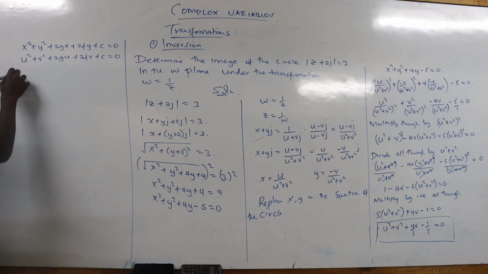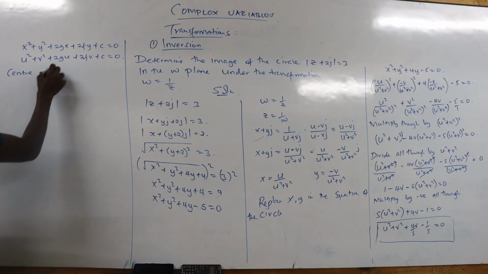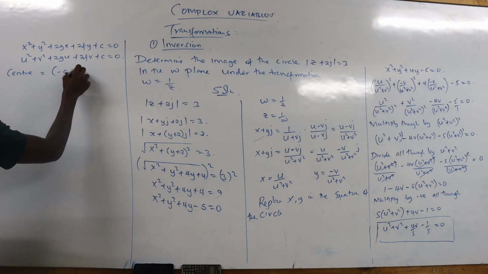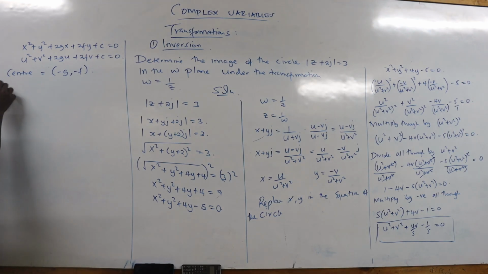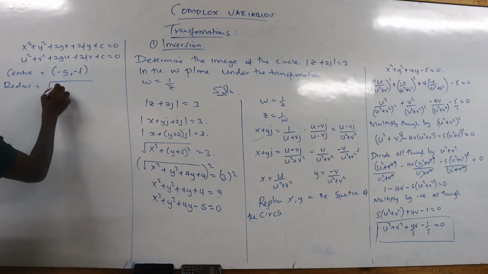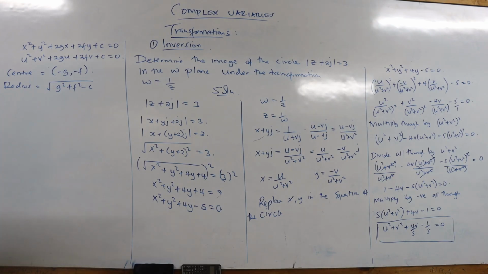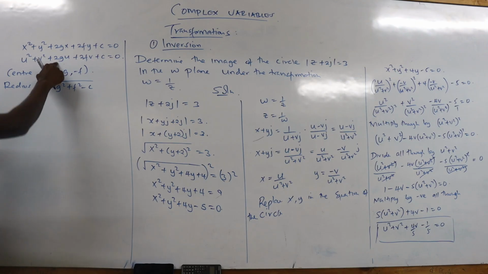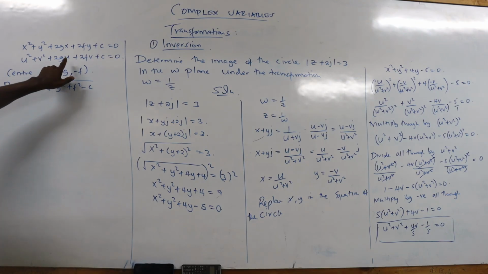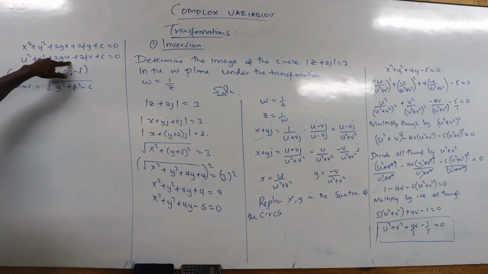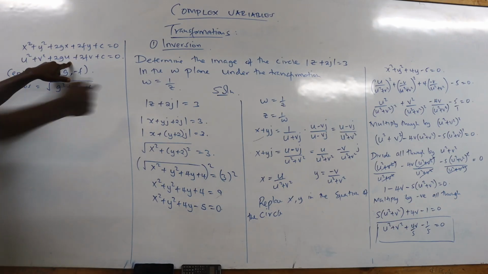So how do you get the center? The formula of a center will be given by negative g, negative f. Then what about the radius? The radius will be given by the square root of g squared plus f squared minus c. Are we together? So the task here is just to find your g and your f. Now, just come to the equation. How do you get your g and your f? You come to where you have your g, which is with respect to the u variable, and compare it with what you have in the function.